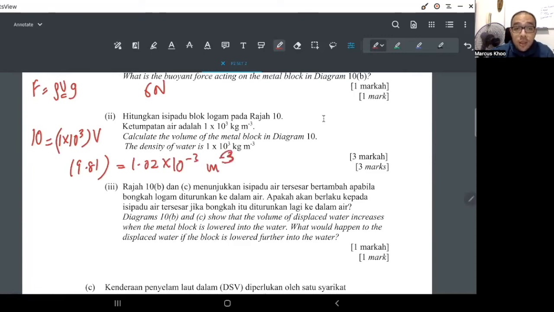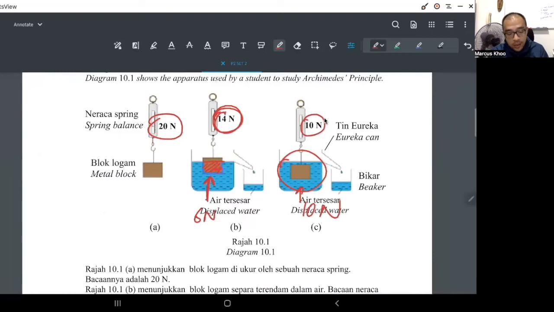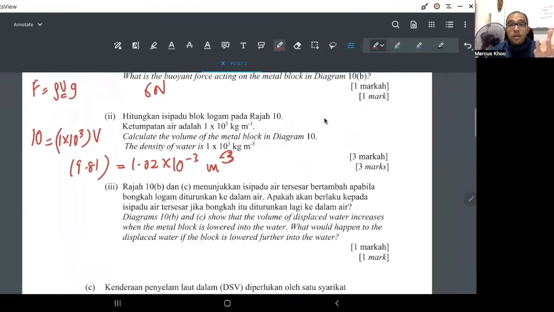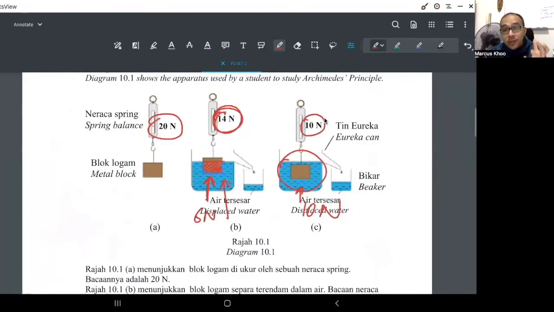Okay, 1.02 times 10 to the power negative 3. Okay, we cannot. Why is it that we cannot use this one? Okay, we can, but the question is not asking calculate how much of it is inside the water. It's asking us to calculate the entire volume. So we have to consider the situation where the buoyant force is maximum now. Everything is inside the water.